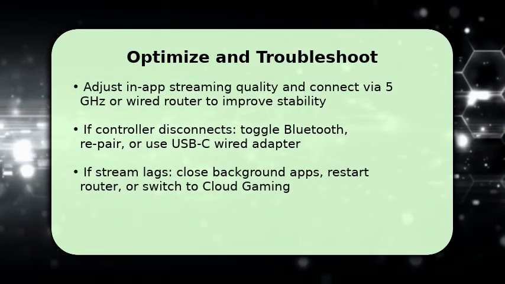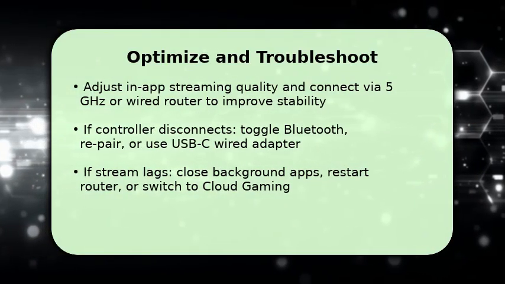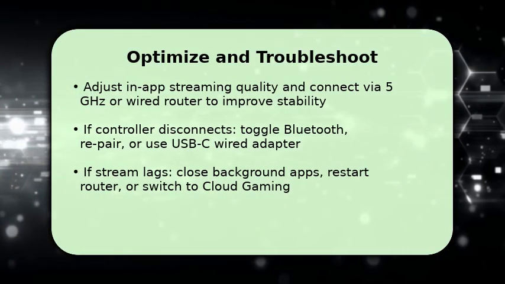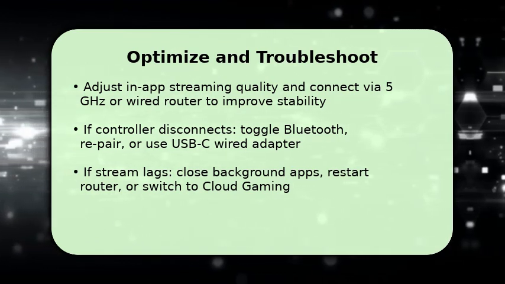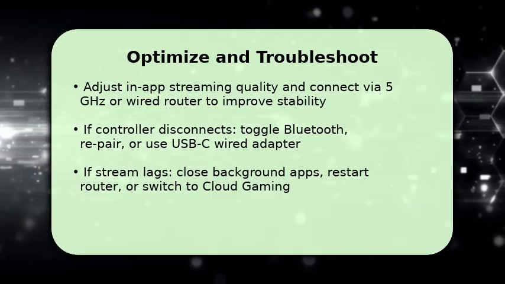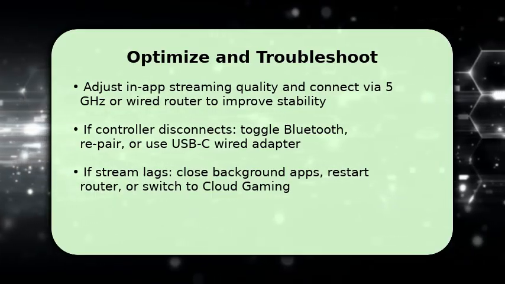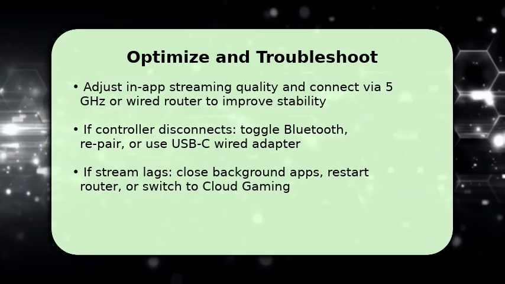To finish setup, optimize stream quality in the Xbox app and prefer a 5 GHz Wi-Fi or a wired router to reduce jitter and packet loss. If your controller drops, toggle Bluetooth and repair it, or use a USB-C cable for reliable input. These steps quickly restore play.